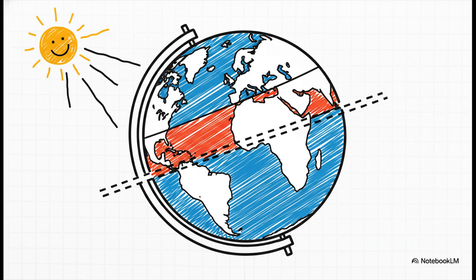Because of the specific way land and water are distributed around the Earth, the oceans in the northern hemisphere actually record relatively higher average temperatures than those in the southern hemisphere.